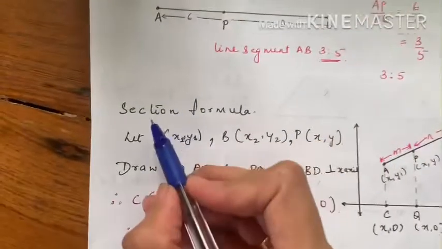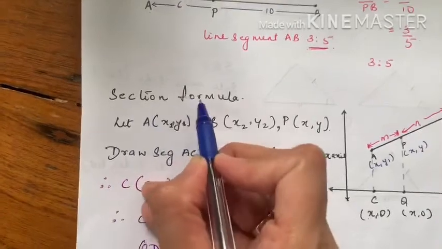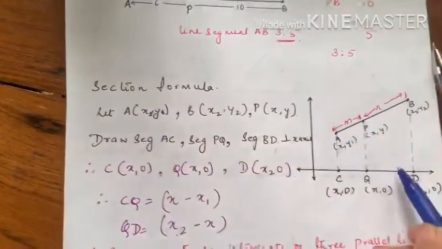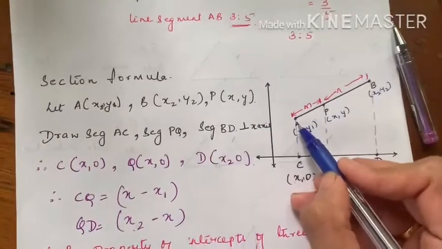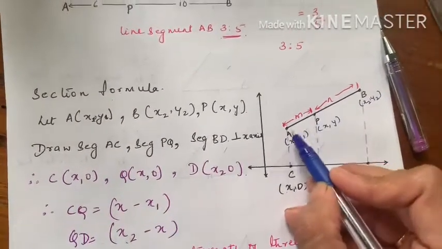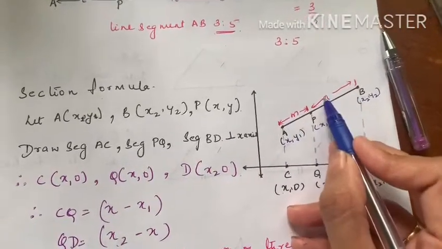Dear students, in this video, I am going to teach you about the section formula. In the section formula, let's take a graph. Let me plot A, P and B as shown, and let AP be m and PB be n.